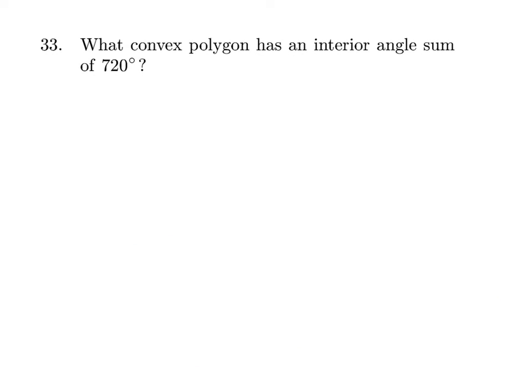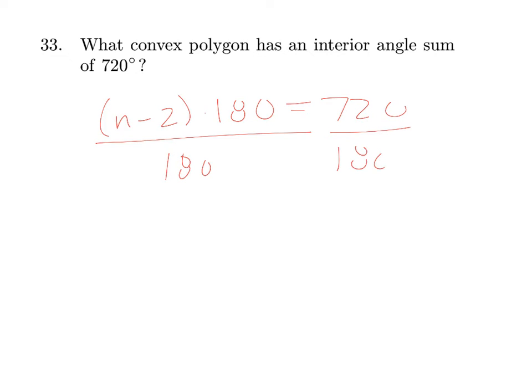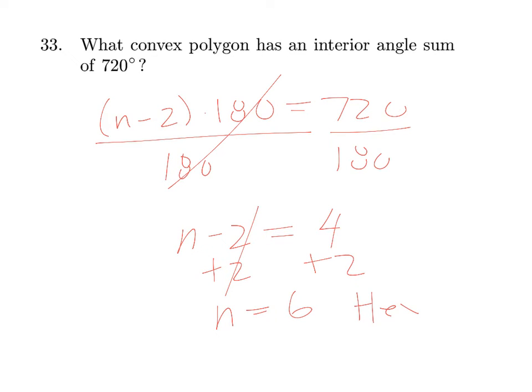All right, what convex polygon has an interior angle sum of 720 degrees? Okay, we're talking about the sum of interior angles. What's the formula for that? N minus 2 times 180. And in this problem, they're telling you that it's equal to 720. So we just have to solve for n. I divide by 180. And I get 4, add 2, n is equal to 6. So if I have 6 sides, I'm working with a hexagon. Done.